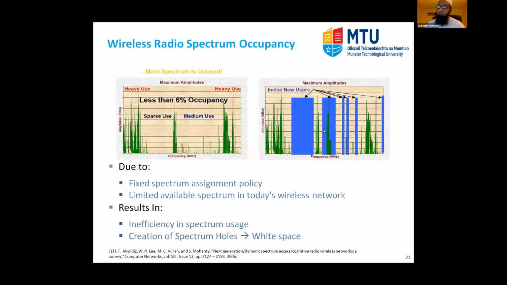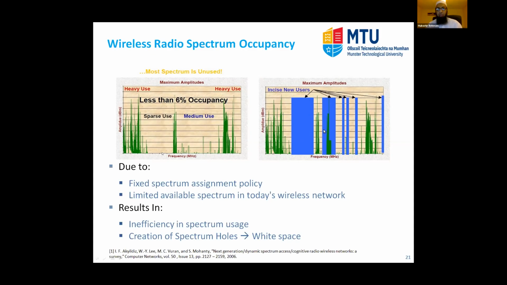But the problem is that when this wireless radio spectrum is statically allocated, the scientists performed some experiments, and they found that there are gaps. Most of the spectrum is unused, as you can see over here in this graph. Sometimes a few frequency bands are heavily used. Other times there is no usage, and this is due to the fixed spectrum assignment policy. And basically, we have limited available spectrum in today's wireless network. So this results in inefficiency in spectrum usage and the creation of these spectrum holes.